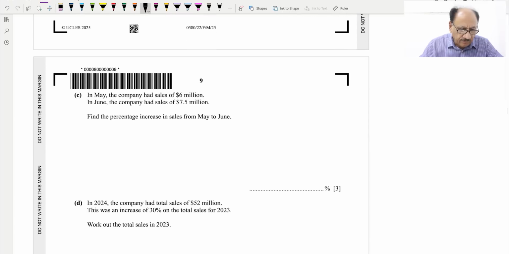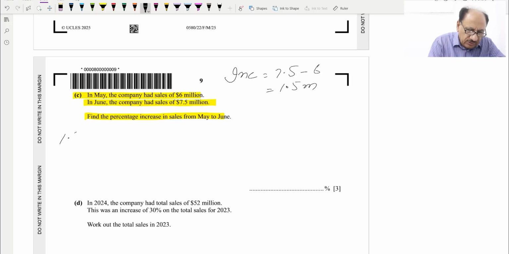Hopefully you understood this. Now C part says in May the company had sales of 6 million. In June the company had sales of 7.5 million. Find the percentage increase in the sales from May to June. So percentage increase, we can check for increase will be what? 7.5 million minus 6 million, which is equal to 1.5 million, and 1.5 million increase is against 6 million. This is the original one.